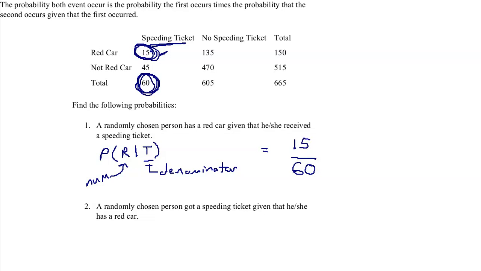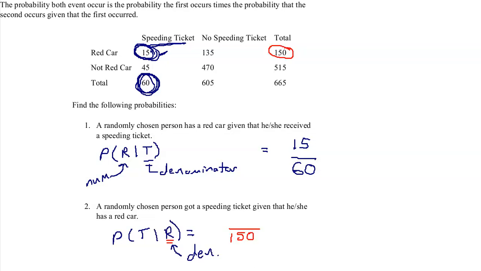Here we're looking at the probability that a randomly chosen person got a speeding ticket, given that they had a red car. If you know somebody has a red car, that's your denominator, the people with red cars. Actually, let's change the color. Red. All right. So we want to look at the people who had red cars. 150 of those. There's our red cars.